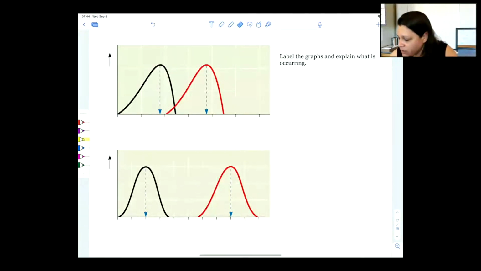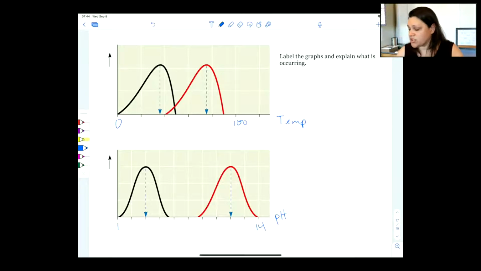The first is going to be temperature, and the second is going to be pH. So if this is a pH of 1 and this is a pH of, say, 14, I'm not sure what the book has, 1 and 100, or 0 and 100, this is the rate of reaction on the y-axis.